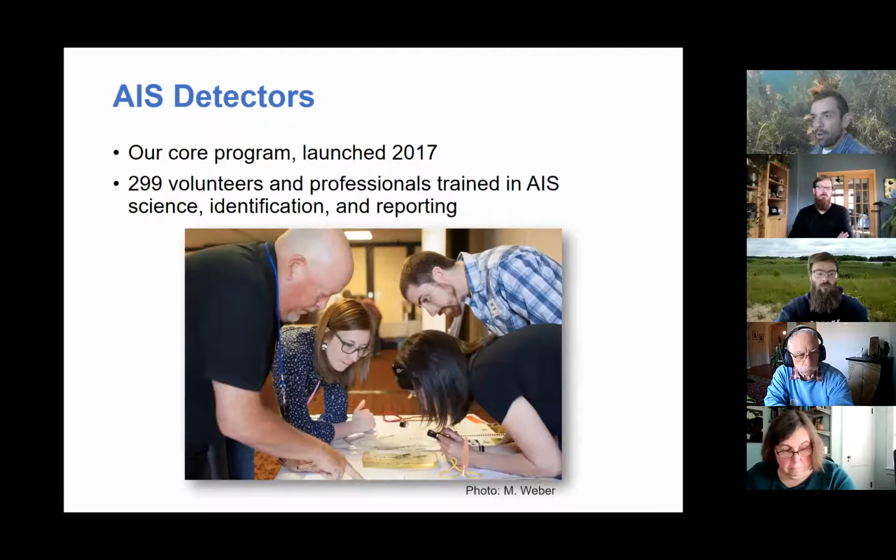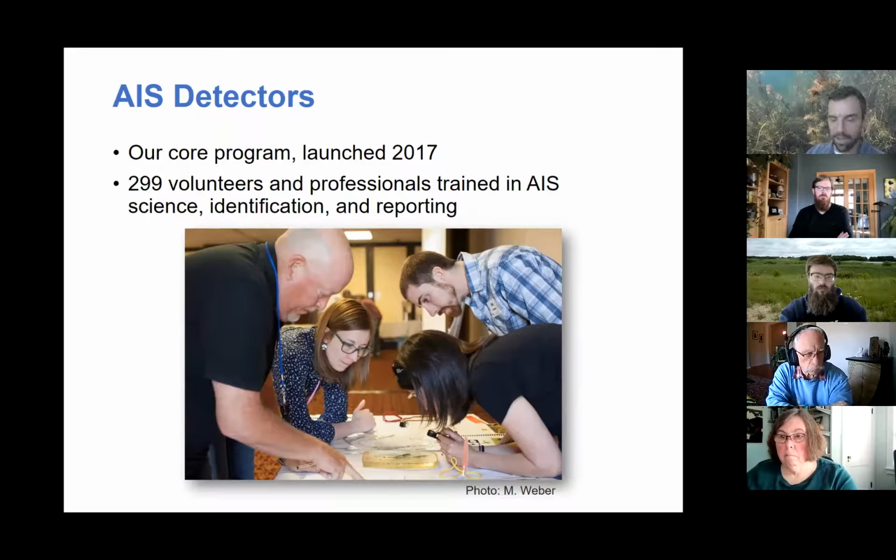Starry Trek is an outgrowth of our core program, AIS Detectors, which was launched in 2017 and will soon cross over 300 volunteers and professionals who have been trained and certified in aquatic invasive species science and identification and reporting.